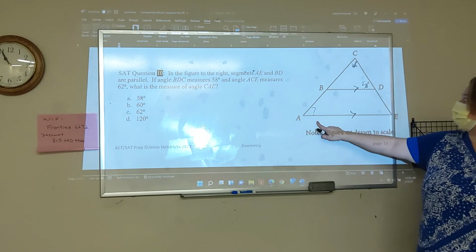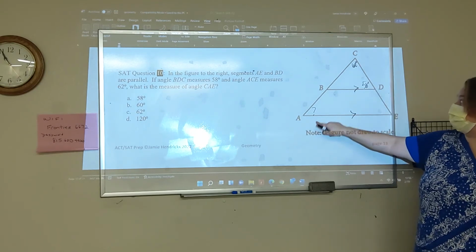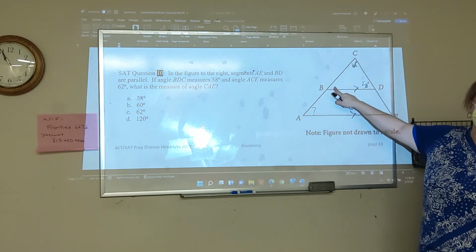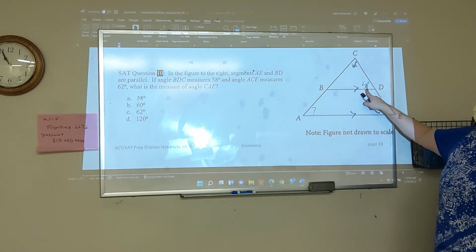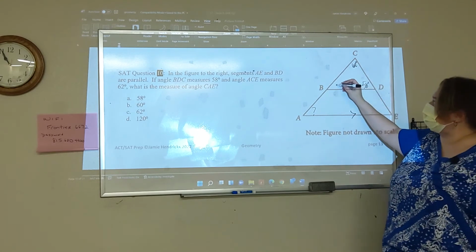So again, I can't get this directly. But the angle I can find is this one here. That's part of that little triangle at the top. So let's go ahead and find him. If I add these together and subtract from 180, I believe I get 60 degrees.